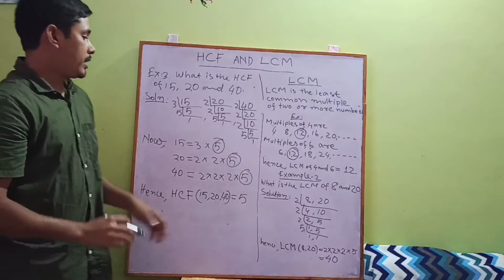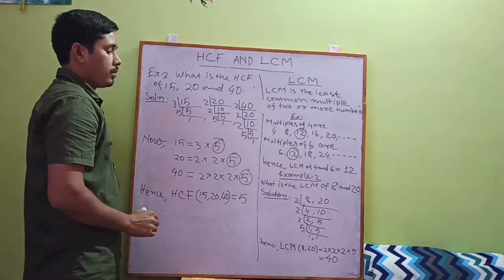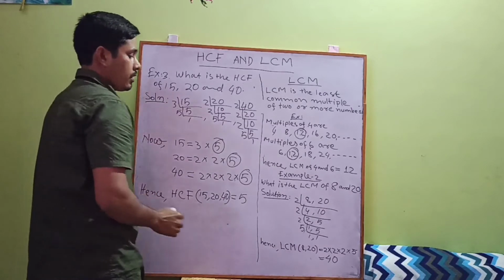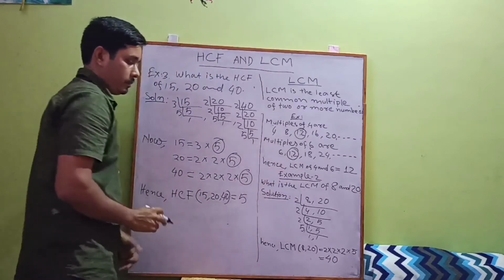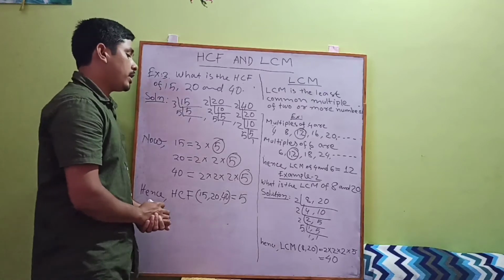Now it is explained with the most popular method, known as the common factorization method. Look. Example 2. What is the LCM of 8 and 20?